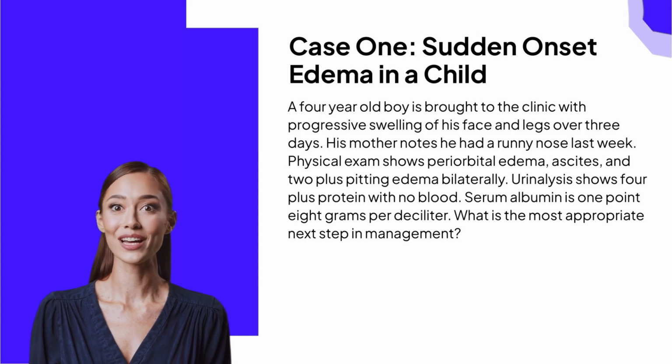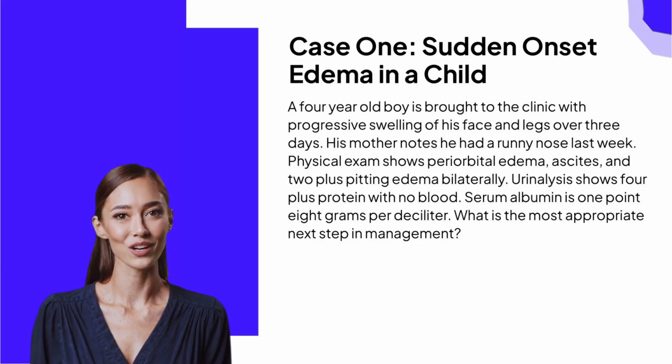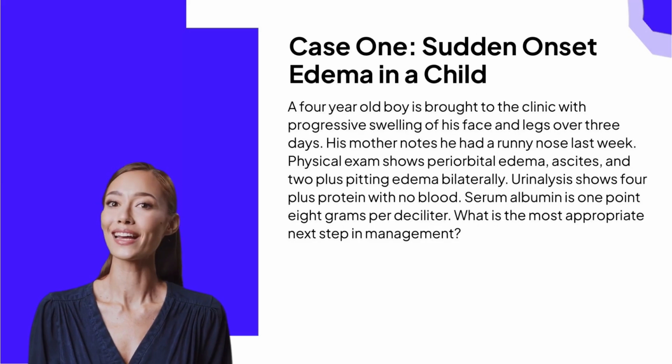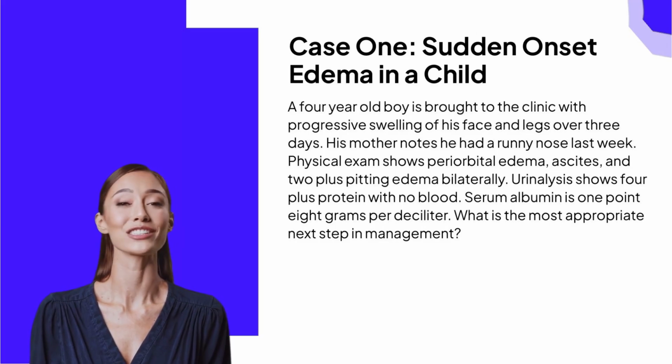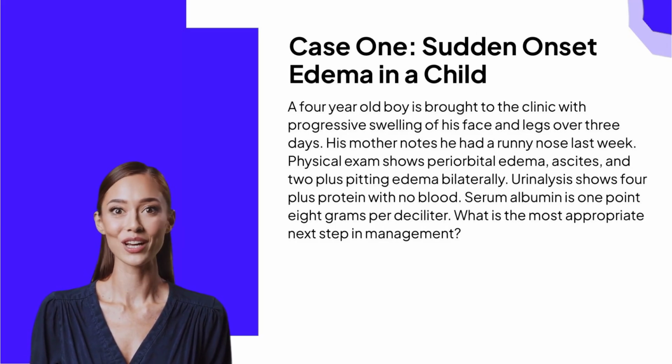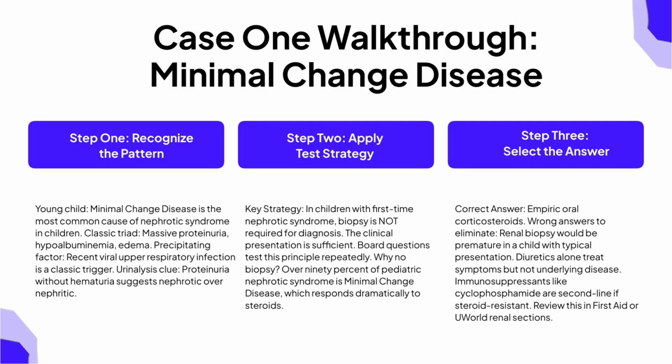Here is our first practice question. Read through the stem carefully. A 4-year-old boy, facial and leg swelling, recent cold, heavy proteinuria with no blood, very low albumin. Before looking at answer choices, what syndrome is this? What is the most likely cause in this age group? What should you do next? Take a moment to think through your answer. Let us break this down systematically.